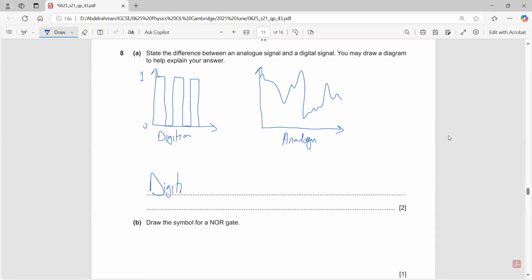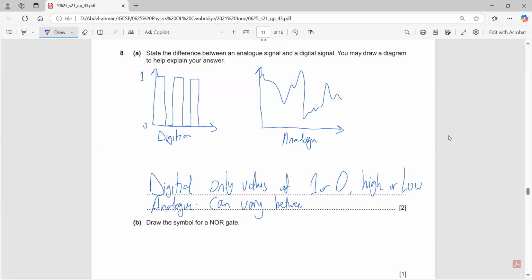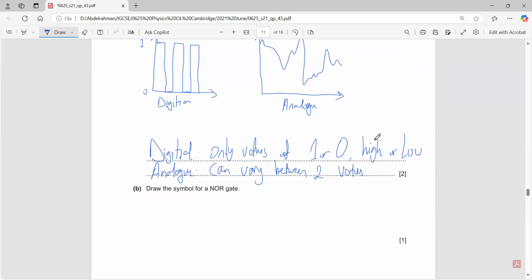Digital: only values of 1 or 0. High or low, on or off. It's like a switch. It's either on or off. The analog signal can vary between two values. It's like a variable resistor, like a variable resistor, potentiometer.